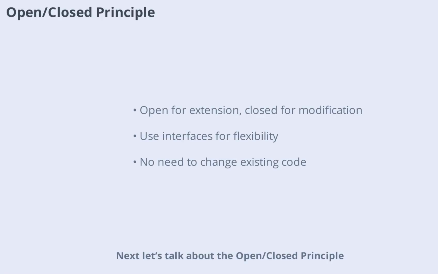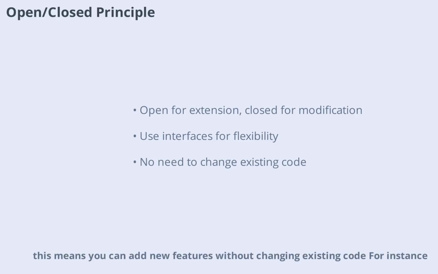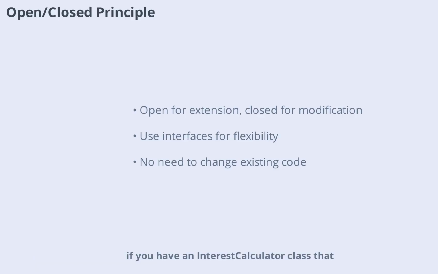Next, let's talk about the open-closed principle. This principle says that software entities should be open for extension but closed for modification. In practice, this means you can add new features without changing existing code. For instance, if you have an interest calculator class that uses if-else statements for different account types, adding a new type means editing the class, a violation of OCP.